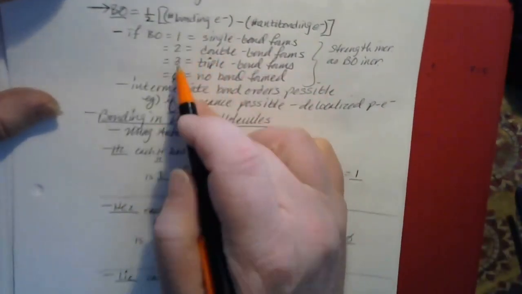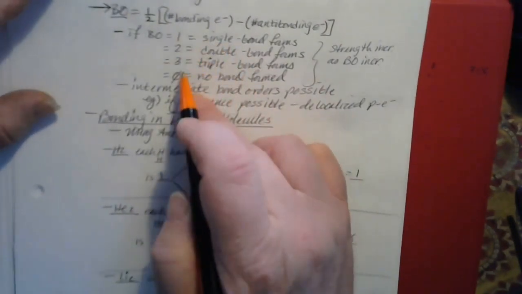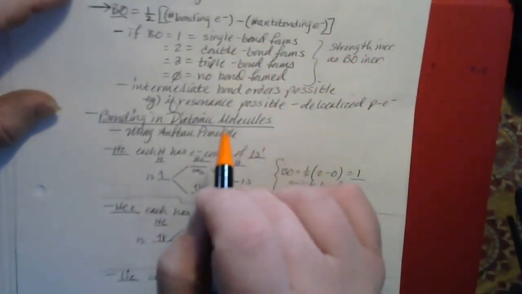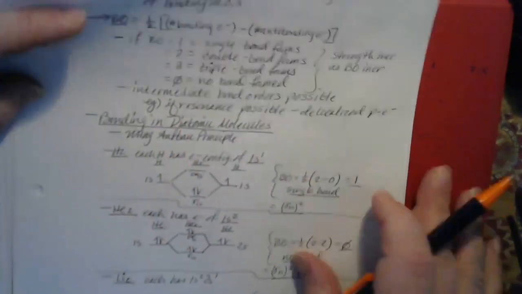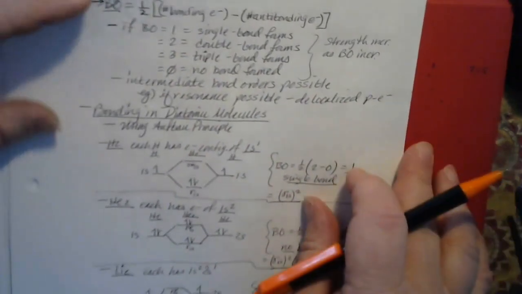Also, bond order can tell you the relative strength of a bond, because as the bond order goes up, the number of bonds goes up and the strength would increase. So a triple bond is stronger than a double bond, which is stronger than a single bond, and 3 is greater than 2 is greater than 1. So you can use the bond order as an indicator of bond strength.